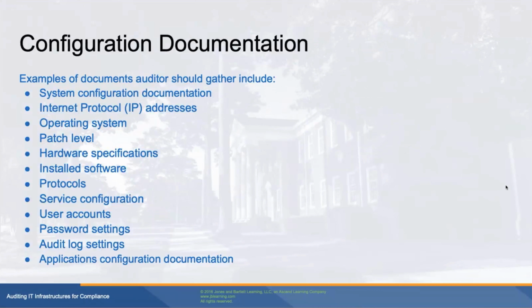Here's an example of configuration documentation. This is going to be for maybe your server, right? You're going to have the IP address of your server, what operating system, what patches are put on the system, the hardware specs of the server, what software is installed, what protocols it uses, what services are turned off, what services are turned on. User accounts, password settings, they need the logs from the system. The documentation for all the applications that are on the system.